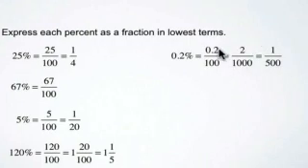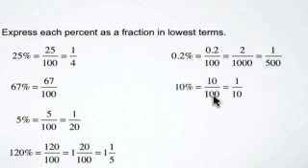0.2% is over 100, so this is 0.2 over 100. Now in this case, because we are converting to a fraction, we cannot leave the decimal as part of the numerator. So what I do is I multiply the top and the bottom by 10 in order to get rid of the decimal. So 0.2 times 10 is 2. 100 times 10 is 1,000. And then 2 goes into both itself and 1,000. When I divide by 2, I get 1 over 500. So 0.2% is 1 over 500.